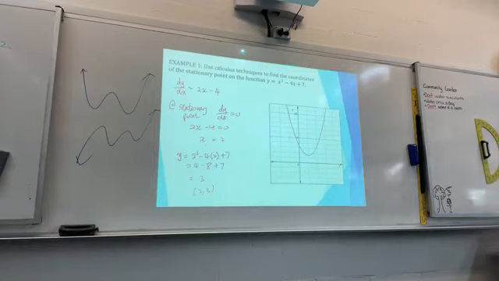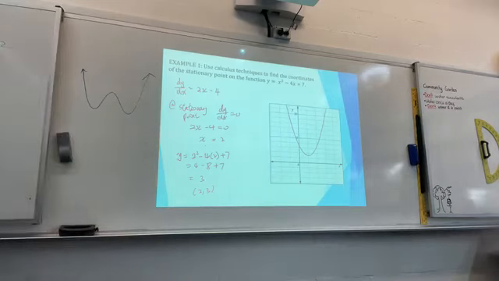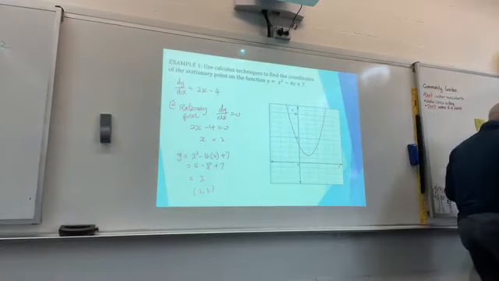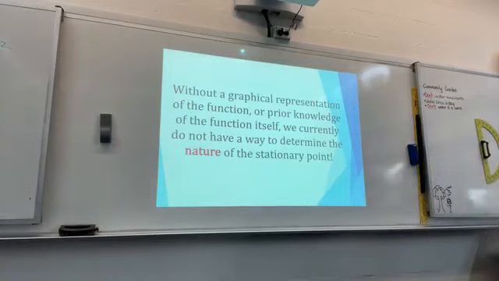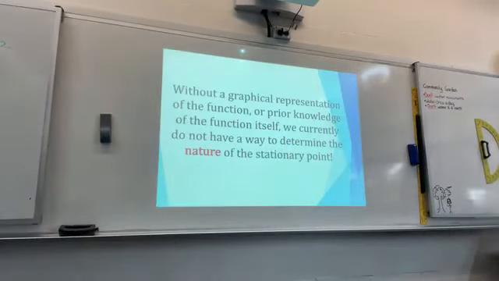Alright? So it's pretty hard to tell when you come to that sort of situation. Therefore, you need to do a sign test. So let's think about how to do it. Now here, without a graphical representation of the function or prior knowledge of the function itself, we currently do not have a way to determine the nature of the stationary point. You can plot the graph, then you can determine the nature of the stationary point. But really, we can't do it without the knowledge of the function.